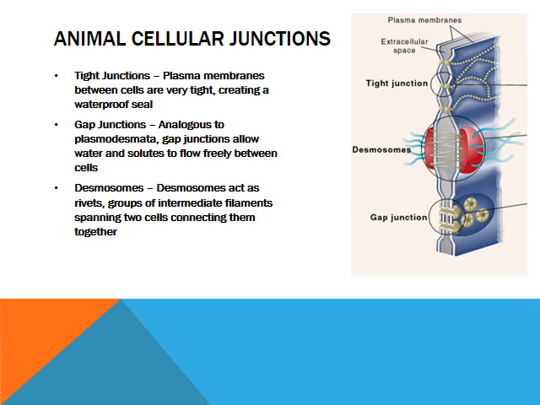Thanks. Gap junctions. These are sort of like the plasmodesmata in plants. They are open and they let water and solutes flow freely. And then desmosomes. Desmosomes are the strongest of the rivets. They are groups of intermediate filaments lashing these cells together.